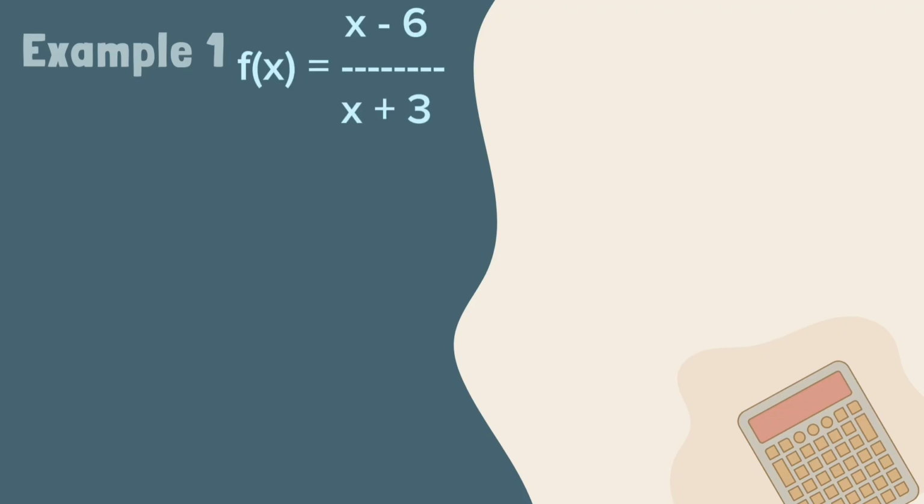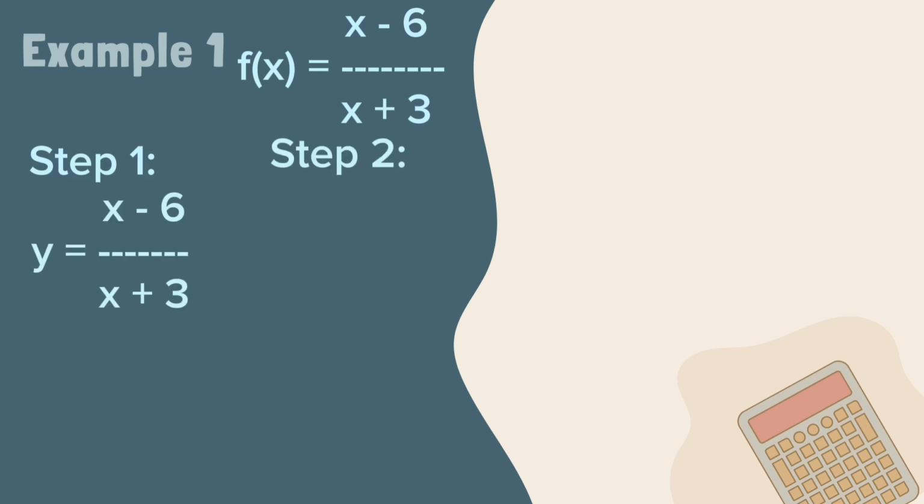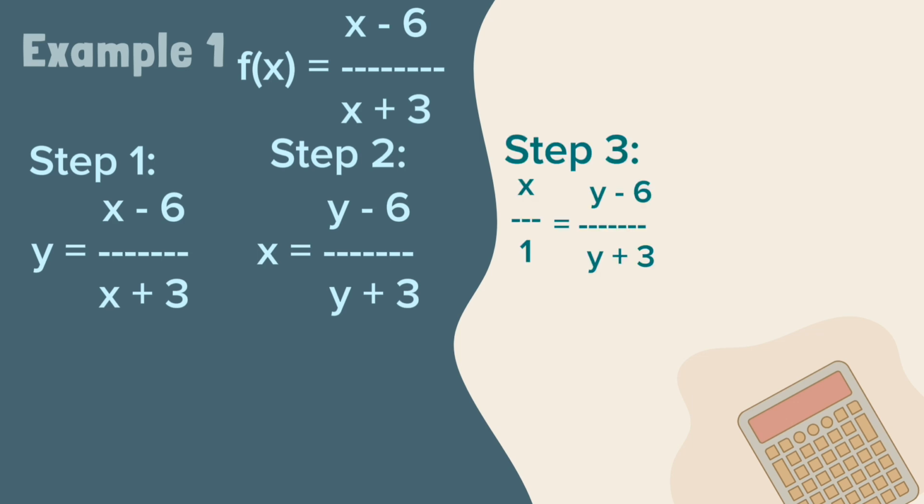We have here f of x is equal to x minus 6 over x plus 3. Let us find the inverse using the 4 steps. So first, change the f of x to y. Second, exchange the x and y like this. The third step is to solve for y.